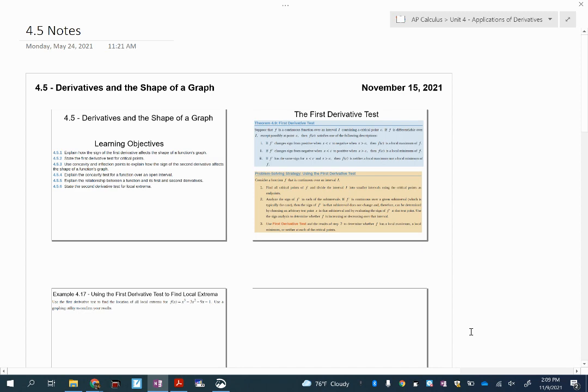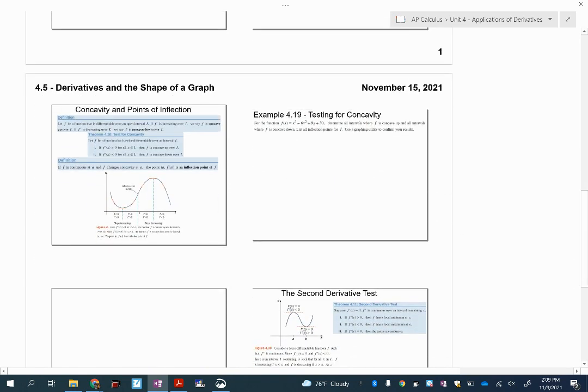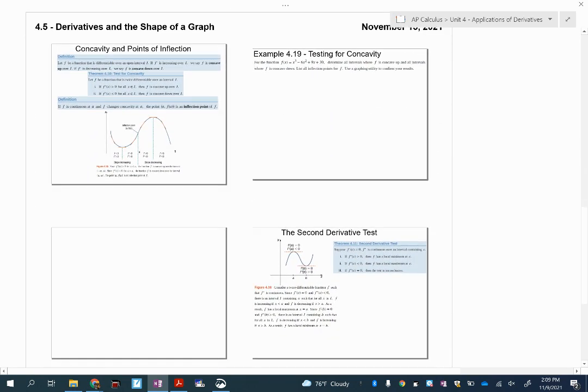We're going to talk about the first derivative test and how to use that to find local extrema. We're also going to talk about concavity and points of inflection, so what it means to say a function is concave up or down, and then what it means to have an inflection point. And then finally, we'll talk about some of the similar kind of things, but using the second derivative test.